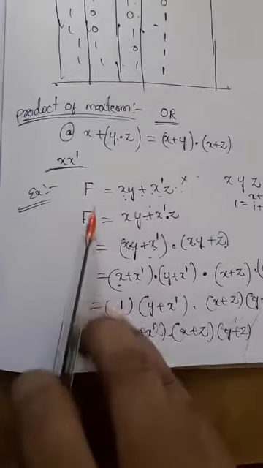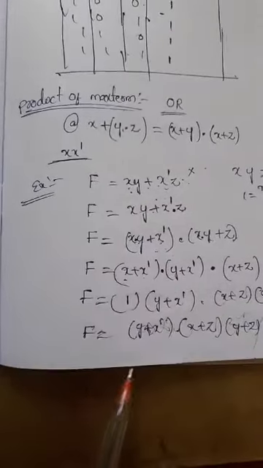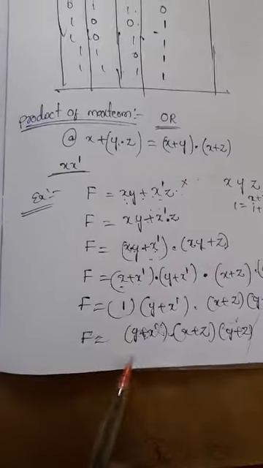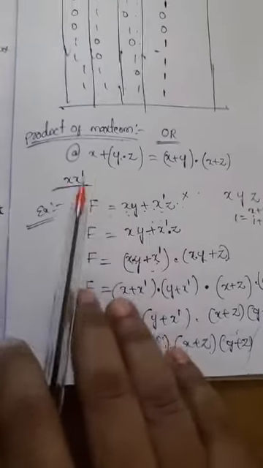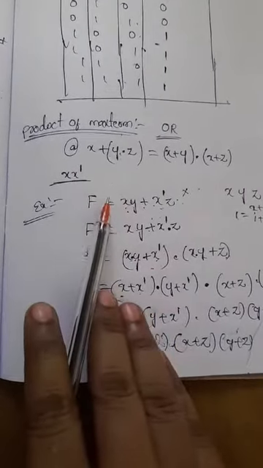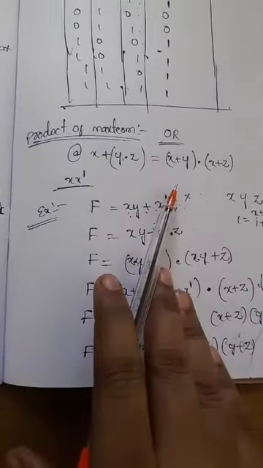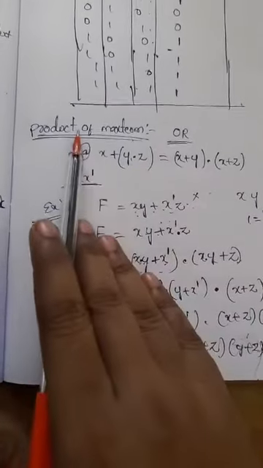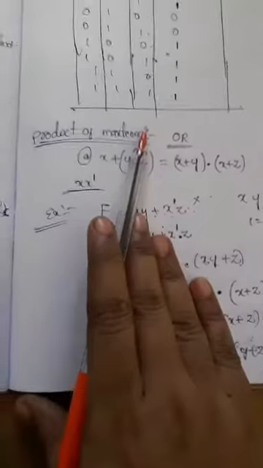So from this we are getting this boolean function converted to the product of maxterm. So you know the difference, right? How to represent a boolean function in sum of minterm and how to represent a boolean function in product of maxterm. So sum of minterms is represented like this.